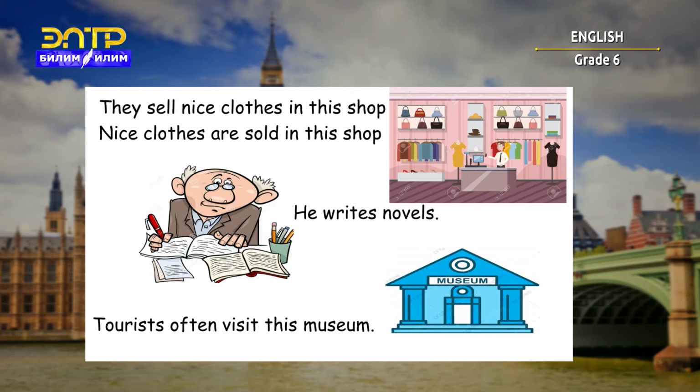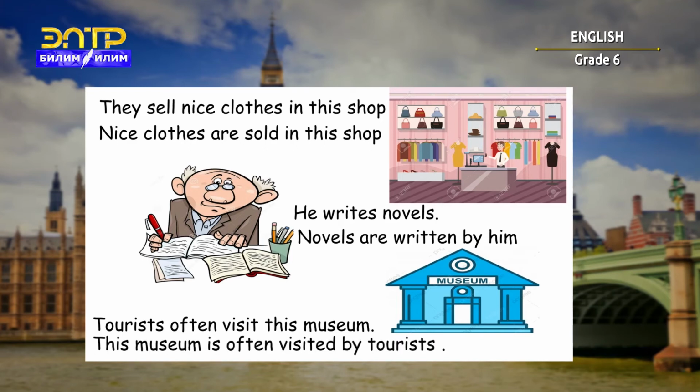He writes novels. Novels are written by him. And the last: tourists often visit this museum. And its passive form: this museum is often visited by tourists.